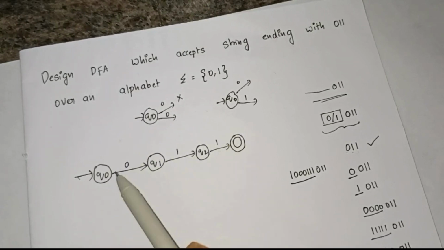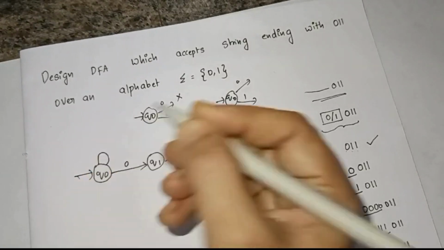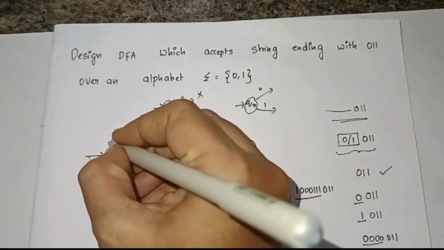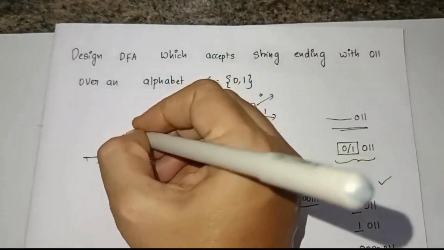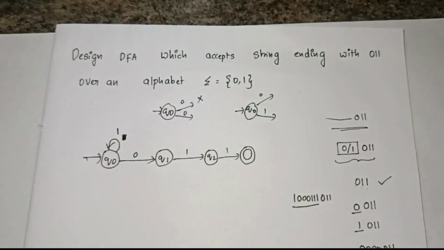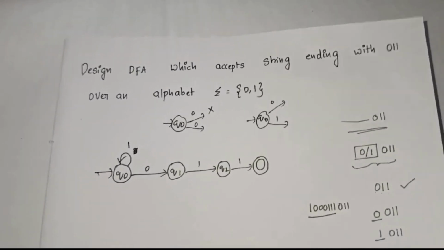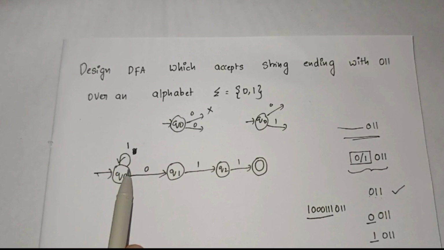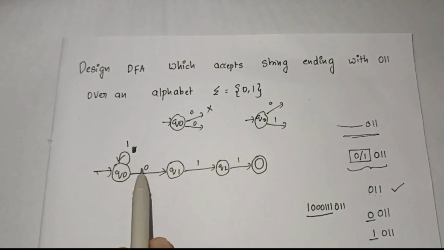So according to the definition, Q0 is having 1, 0. Q0 should have a transition with 1 also. So I can make a self loop with Q0. I can make a self loop with Q0 over input symbol 1. Okay. So with input symbol 1, I can make a transition. So now we can have any number of ones before 0, 1, 1. So 1, 0, 1, 1.